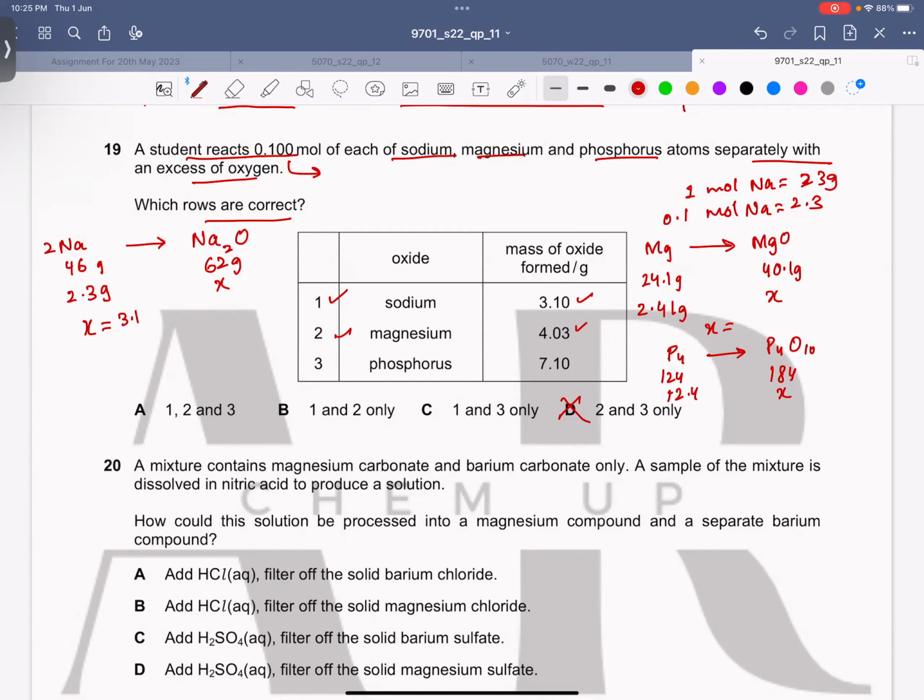Okay, one other thing, sorry. See, they have written atoms, so it's not P4, it would be only P. And there are 4 moles. Okay, so 4 into 31. So it's 0.1 mole. Okay, so it would be 3.1. Now calculate the value of X, please.